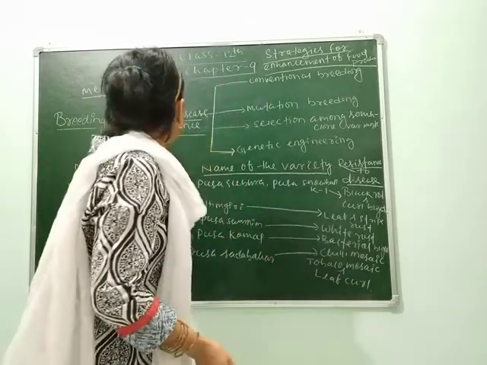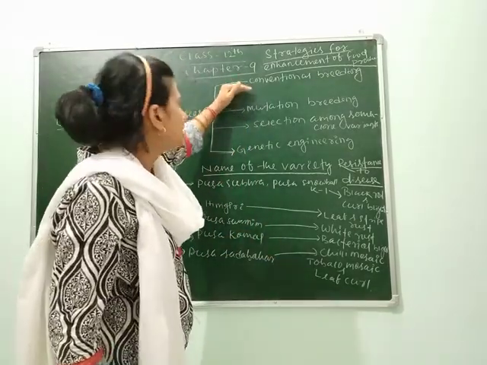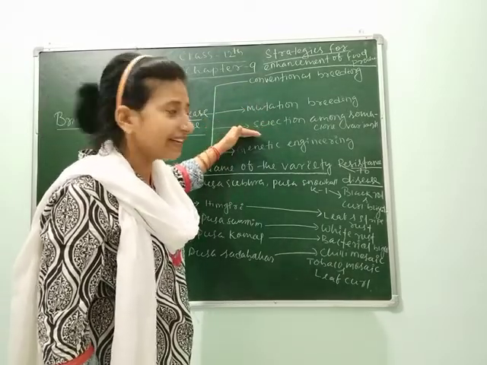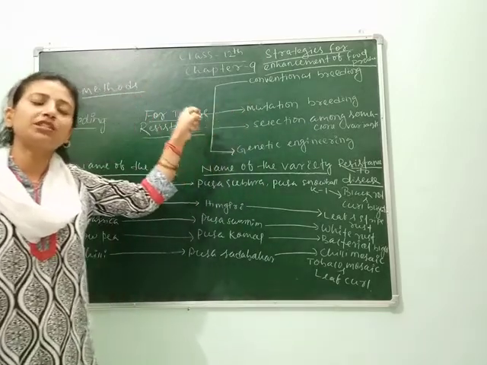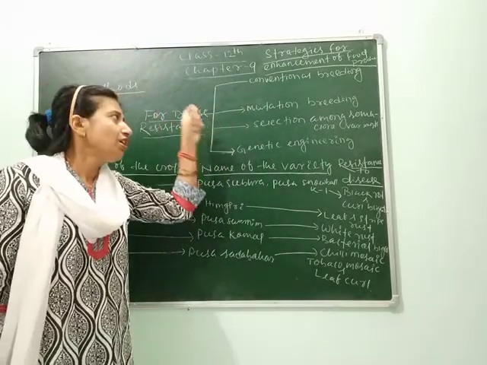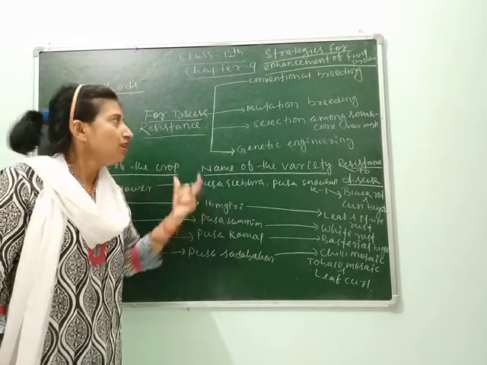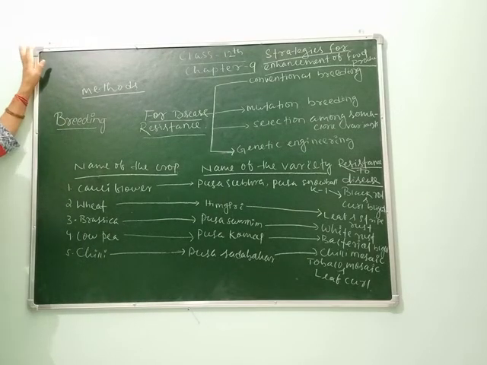Clear students? So the techniques are conventional breeding technique, mutation breeding technique, then selection among somaclonal variants and genetic engineering. These are the techniques which are used in plant breeding programs to increase the productivity in the crop field. Clear? So let's start. First topic, that is conventional breeding.